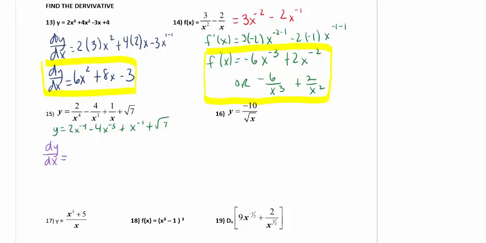So 2 times negative 4 is negative 8. Subtract 1. Negative 4 times negative 3 gives me a positive 12x. Subtract 1. Gives me a negative 4. Bring down the exponent, subtract 1. The last piece is 0.